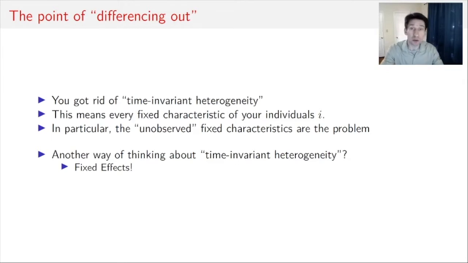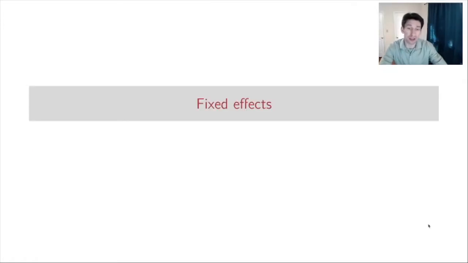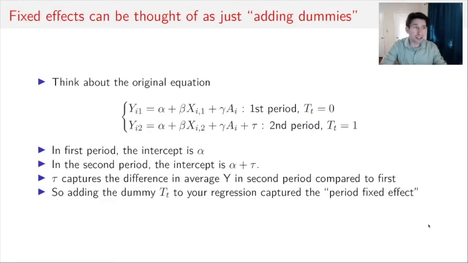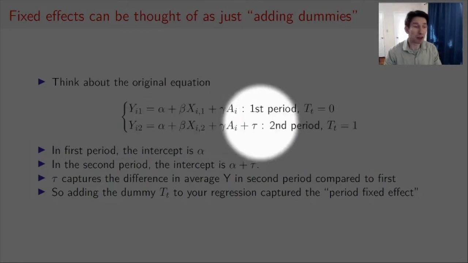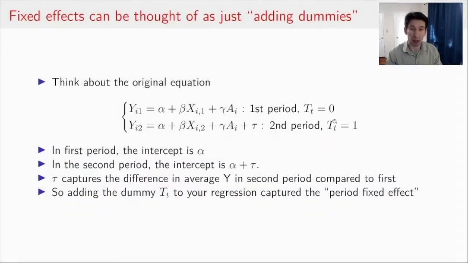Now there's a second way to do that, to think about those. And that second way is fixed effects. Okay, so the second thing that's useful to do with panel data is fixed effects. Adding fixed effects can be thought of as just adding dummies. Think about this original equation we had, which we said was actually split into a twofold specification with a different specification for y1 in the first period and a second specification in y2 for the second period.